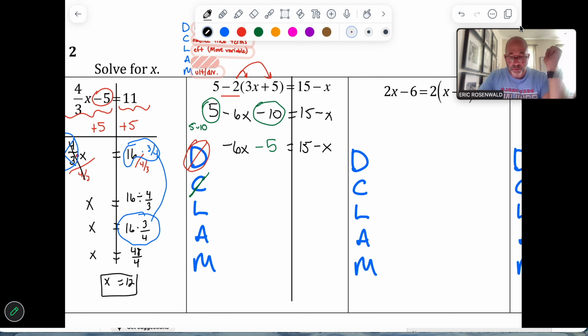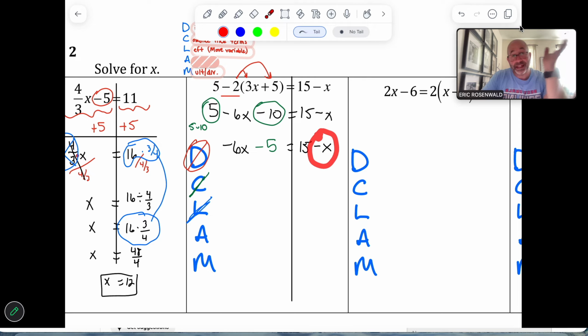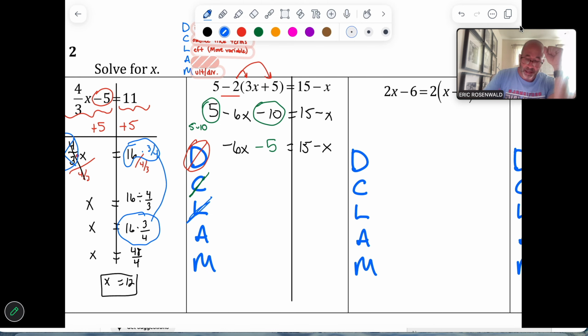Next step, let's move the variable to the left. We see over here on the right side there's an x. Let's get it over to the left. In order to move things, you either add or subtract. That's how we move things, adding or subtracting. So I'm going to move it by adding x to this side and adding x to this side. When we look at this here, we put things together.